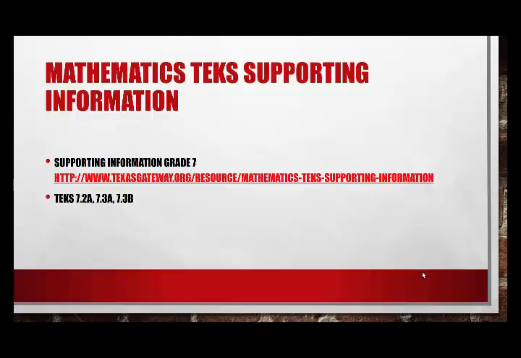If you have a previous edition of this document, check the date, and if you have an older version, please disregard it and use the up-to-date version. When you go to the Gateway and look at the Supporting Information document, I would like for you to see what TEA has to say about our TEKS in this unit. And our TEKS are 7.2a, 7.3a, and 7.3b. Please pause the video to allow yourself time to find the Supporting Information document and read about the TEKS from this unit.